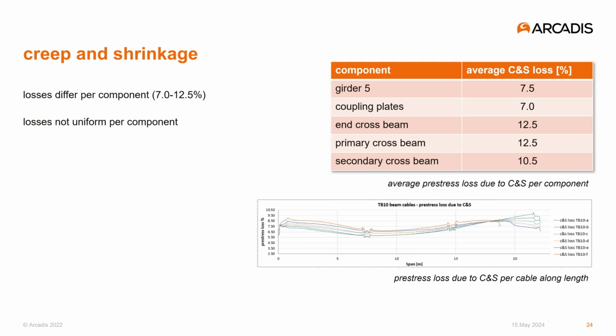Let's start with the creep and shrinkage outcomes. The creep and shrinkage analysis gave us good insight in the actual losses per part. It turned out that each part has its own amount of time-dependent losses from creep and shrinkage, and that these losses even differ between the prestress elements within one part, and also vary along the length. This variation is not that big, and the practical approach of assuming a certain amount of loss for the entire structure won't be far off. The question is how much that amount should be, but let's come back to that later.